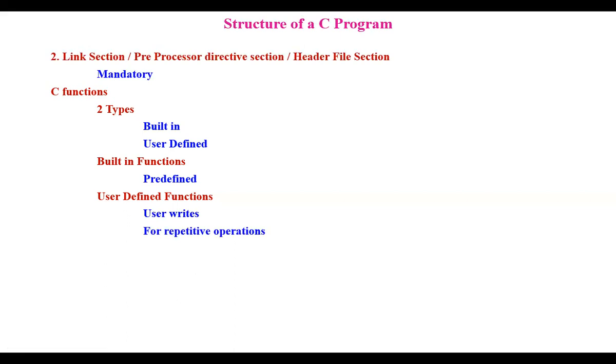For repetitive operations, I want to calculate the area of plots many a number of times. So I need not write that entire piece of program every time. Once we have written a function, we just call it as the function area. Just by calling area, all these lines of code will be executed. So for repetitive operations, for a definite purpose, we will be using these functions.